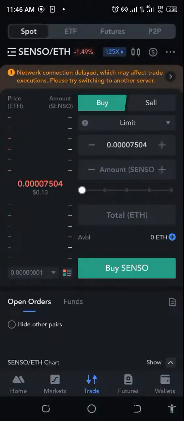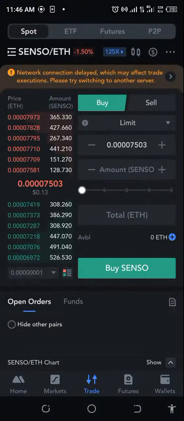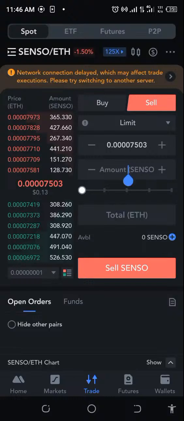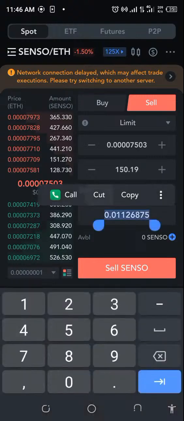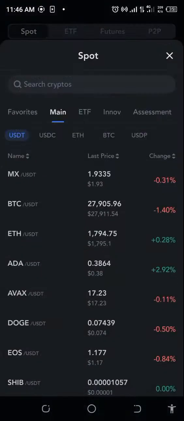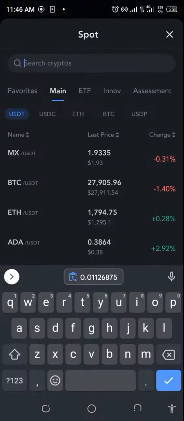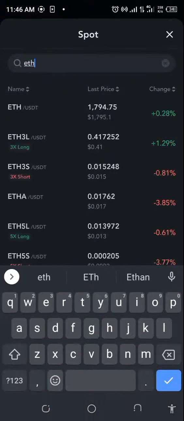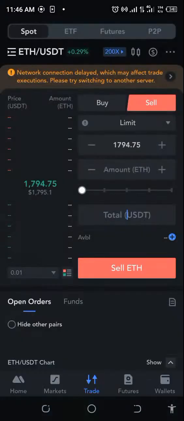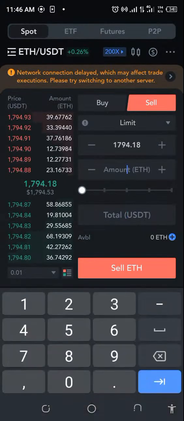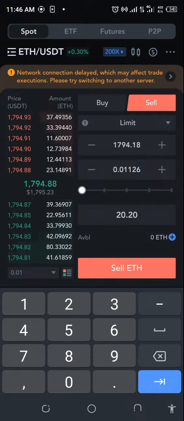Senso ETH is supposed to give us what? Okay, so we're supposed to sell to Senso ETH. Let's just try this out. Then we'll copy that out and go and check it, and then we'll sell ETH to USDT. So let's see how that will go. ETH to USDT. Let's see whether this is going to work. Never going to work. Let's go back and try it out with our BTC.